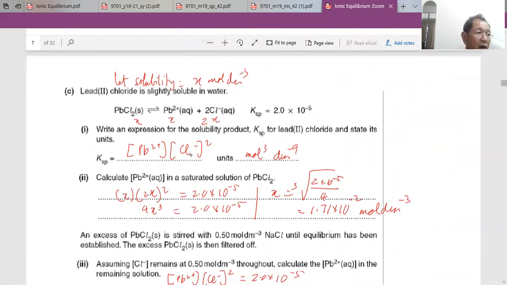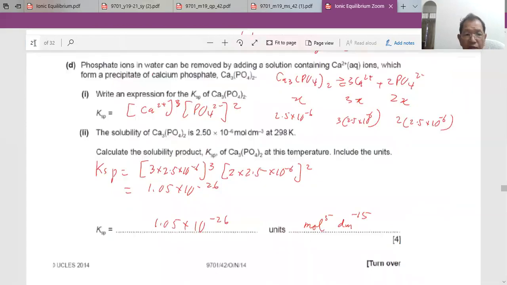Now I'll show you some more. Let me see. Solubility product. Okay, page 21. More, nothing difficult, just different.